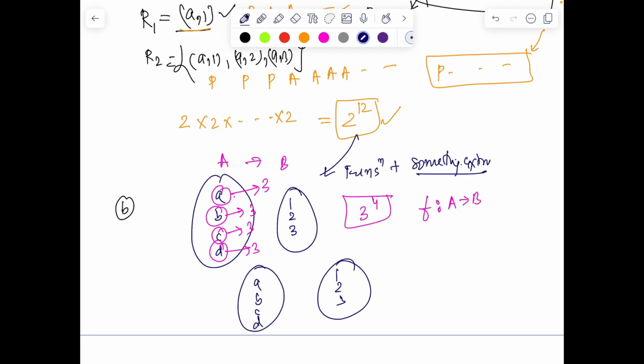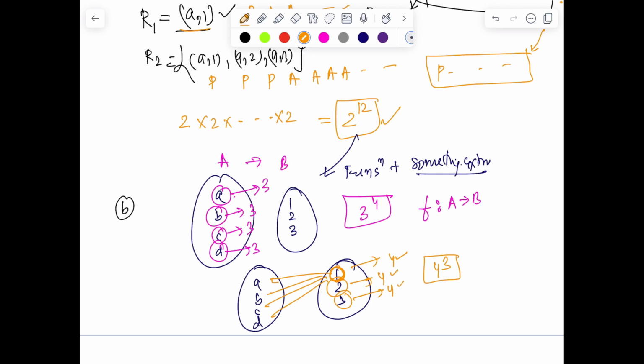Now some of you might question: why not go the other way? Let's say if we have 1, 2, 3 and a, b, c, d, why not count the other way? If I look from the output set's perspective, how many choices does 1 have? 1, 2, 3, 4 choices, right? So 1 will have 4 choices, 2 will have 4 choices, and 3 will have 4 choices. So why not the answer is 4 to the power 3.